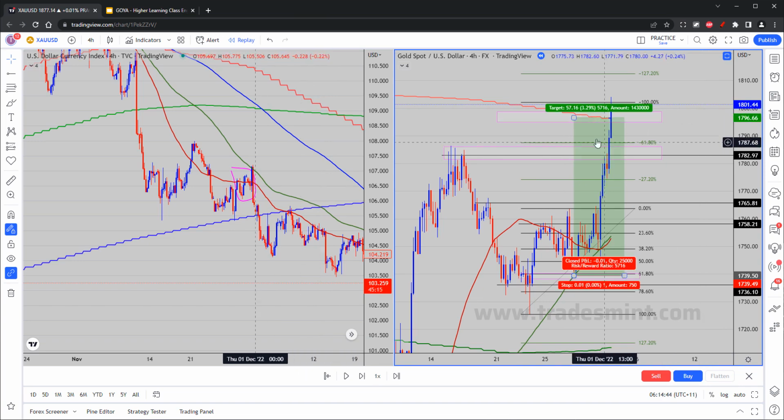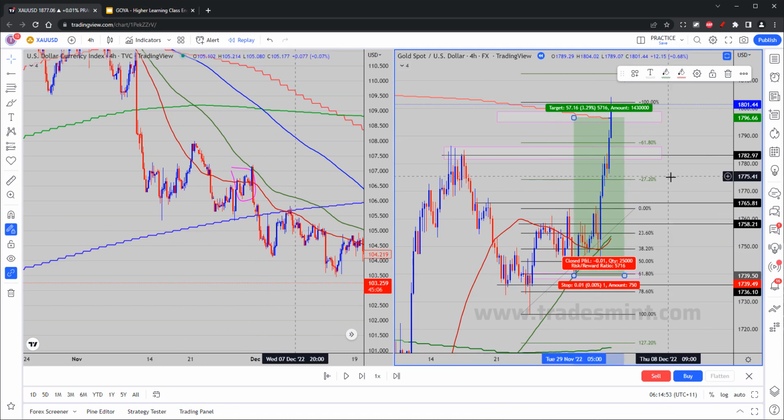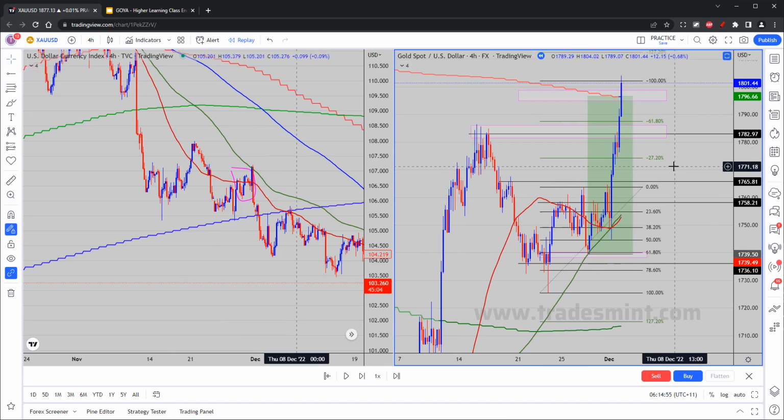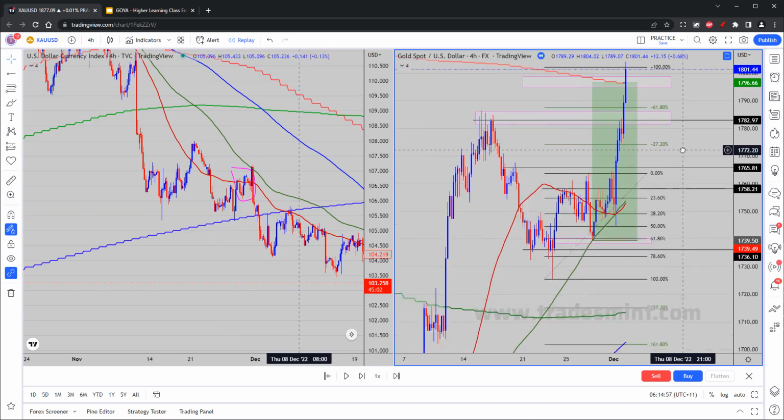96.75, let's say. Okay, so that's a clean 571 pip trade with one single position, no extension, no adding of a second or a third position. I just kept it very simple for this example. We waited for the best possible price.